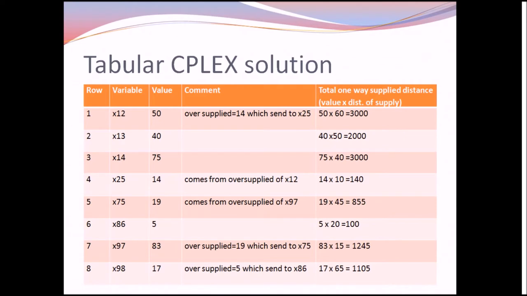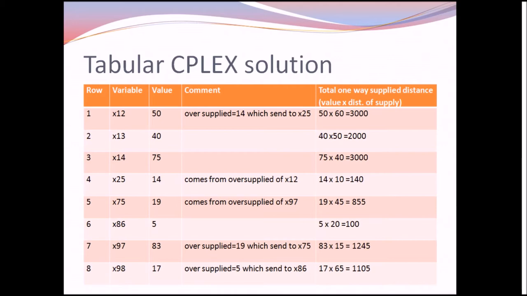After solving the problem by CPLEX, the result has been brought here in tabular form. Interpretation of the result is not difficult at all. For example, the first row shows 50 trucks carry the petrol from node 1 to node 2. From this amount, the destination of 36 trucks is node 2, and the rest continue their trip toward node 5. Total one-way supply distance is 3,000 km.